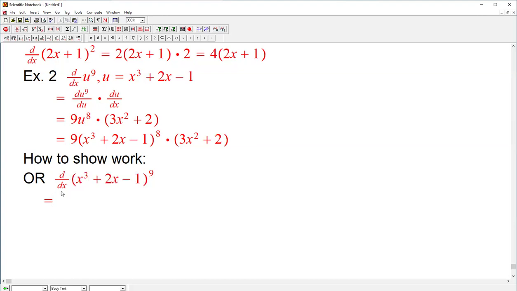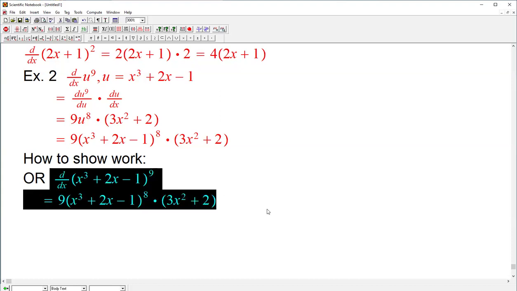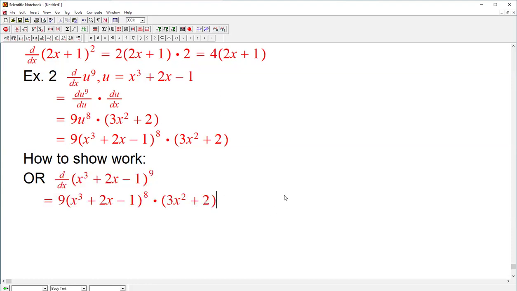So you're going to have 9 multiplied by u to the power of 9 minus 1, which is 8, since you're differentiating u to the power 9. And then you differentiate the inside of the parentheses, which is 3x squared plus 2. Then you're done. This much work would be sufficient.